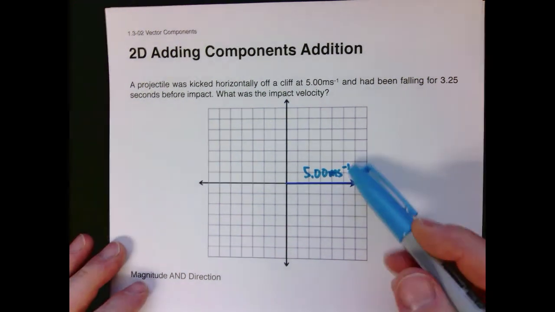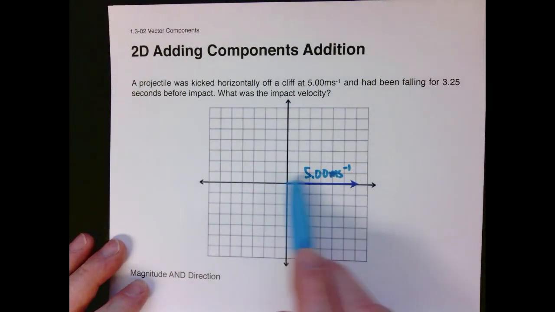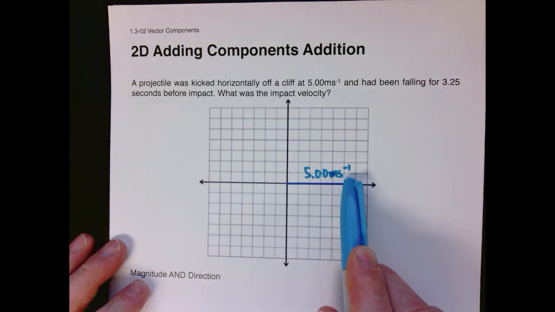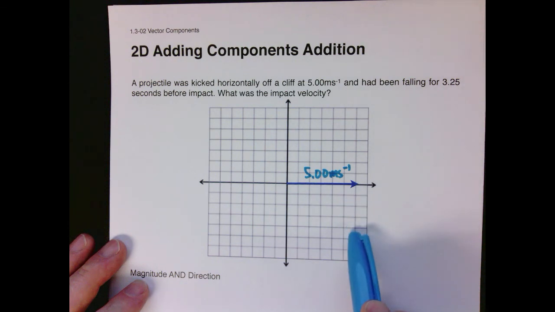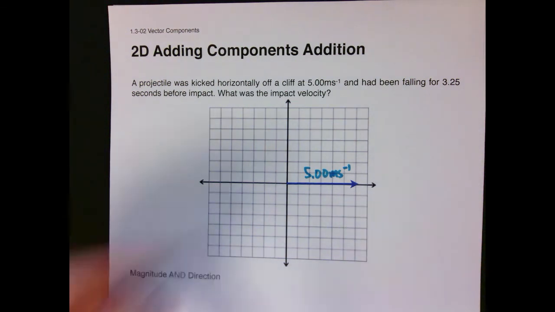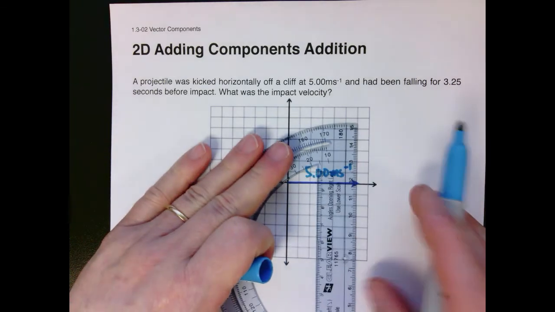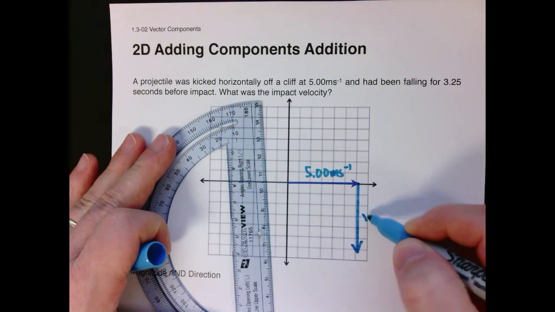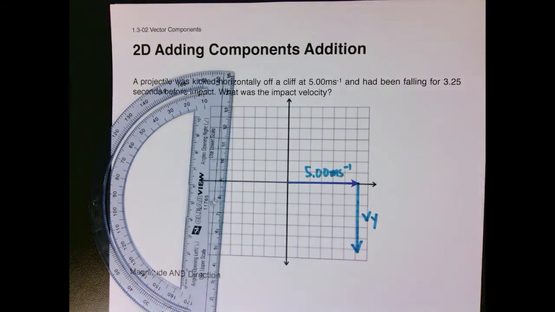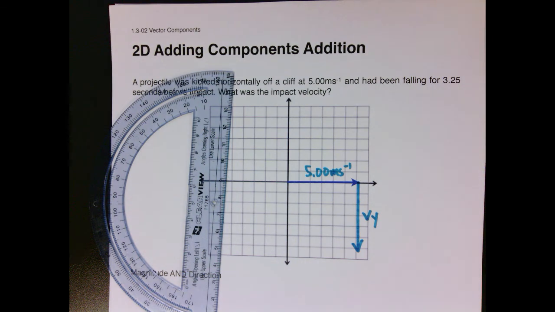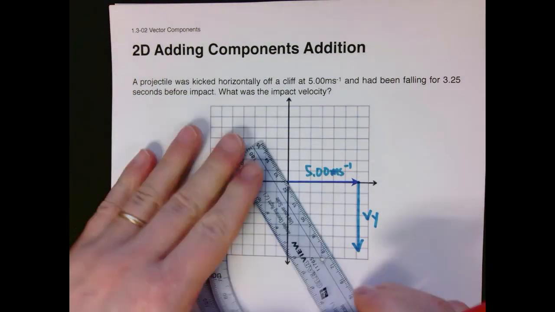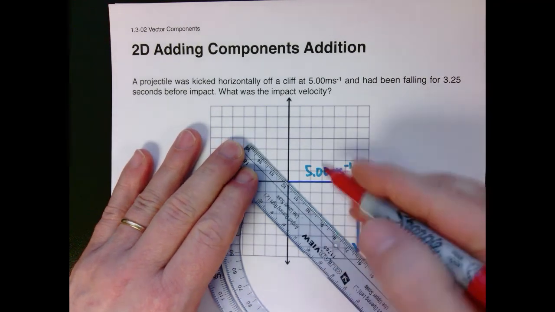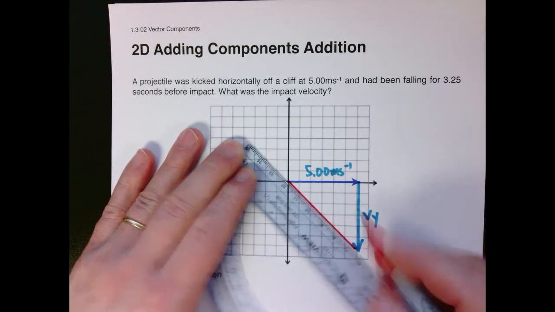So we recall from our projectile motion that the object is moving horizontally at a constant speed 5, but as it free falls, it gets increasingly faster and faster and faster. So what we have is a y component, a vector component, that has some magnitude, which we're not given. And the two of those will yield a final overall impact velocity.